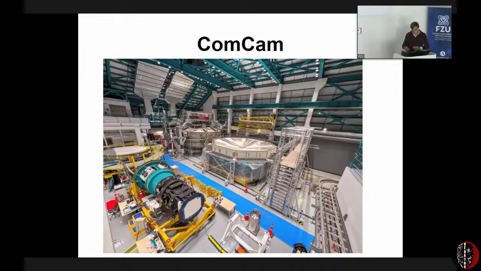We also produced ComCam, so it's just a single raft, but everything around it mimics the camera in terms of weight and cooling systems, etc. That's been in Chile for two years, and is used to commission basically the mechanics and the telescope. Though it hasn't seen the light yet, right? So there is a raft there, but it's not used for observations yet.